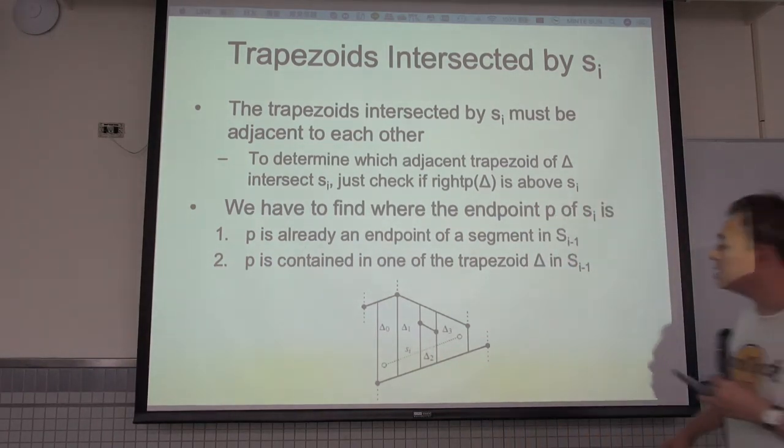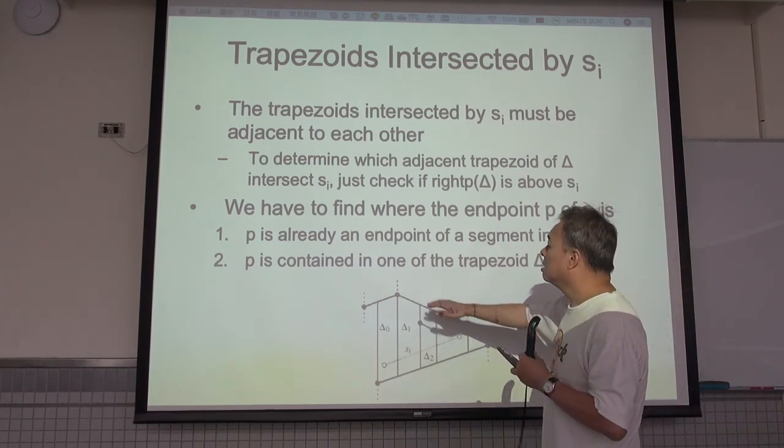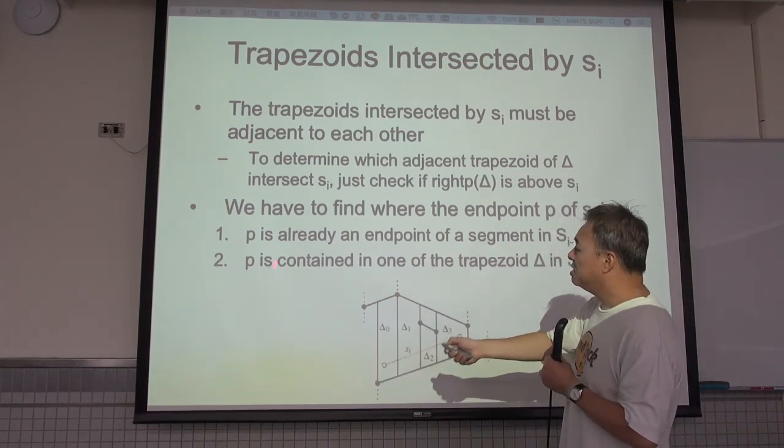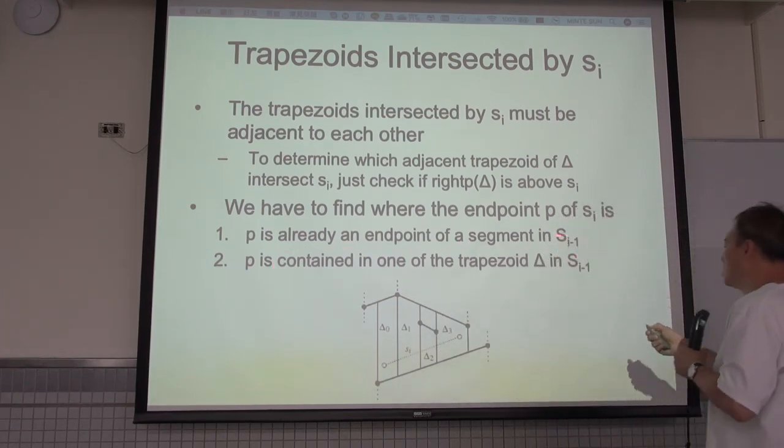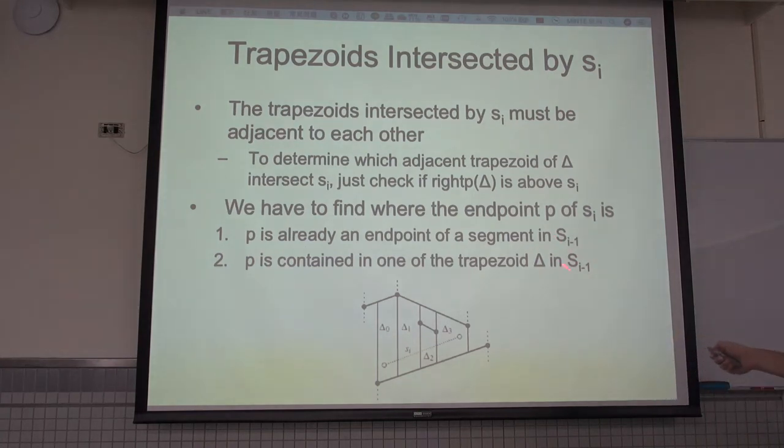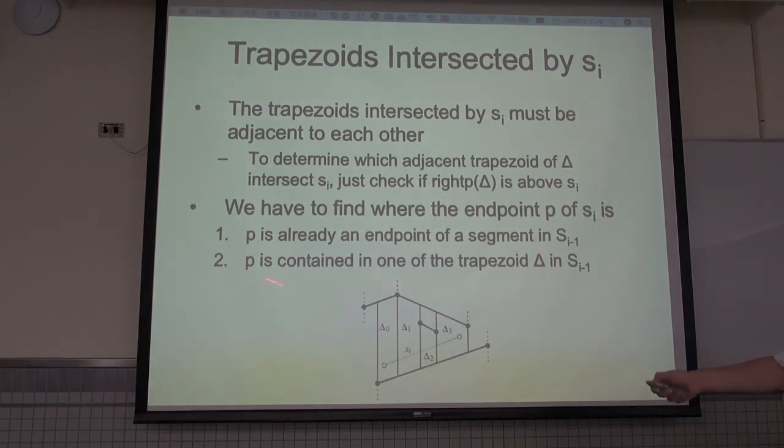That's like here. We need to find which trapezoid in SI minus 1 contains this endpoint P, which is a subproblem. We already have a data structure to solve this.